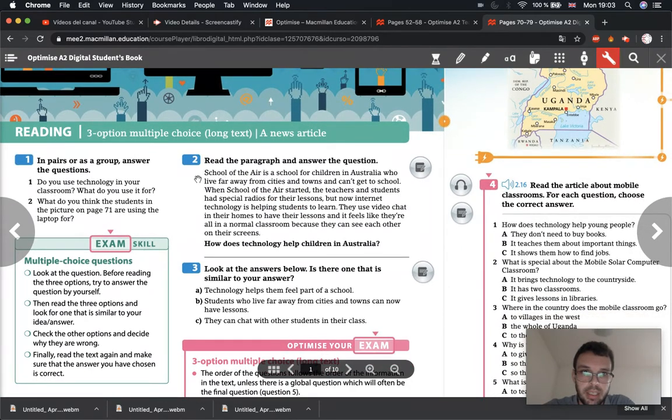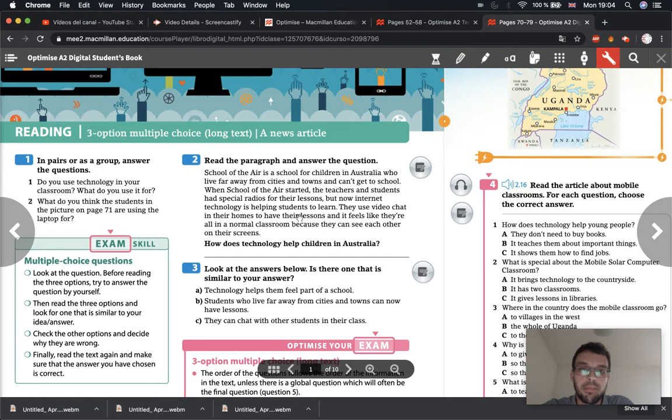School of the Air is a school for children in Australia who live far away from cities and towns and can't get to school. When School of the Air started, the teachers and students had special radios for their lessons, but now internet technology is helping students to learn. They use video chat in their homes to have their lessons, and it feels like they are all in a normal classroom because they can see each other on their screens.